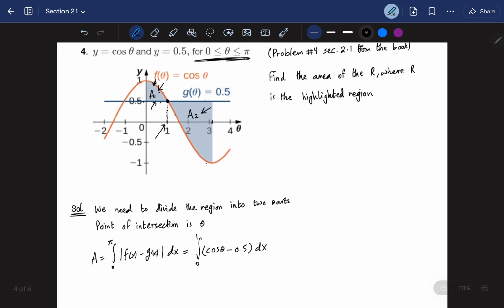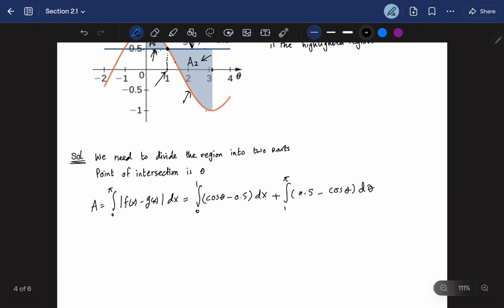By practice, it will come naturally which function you want to choose. You don't have to use the definition of an absolute value all the time. If it's obvious from the graph, you can just use the functions from there. So here it's obvious, since upper minus lower is just cosine minus 1/2. That would be my first integral, plus I'm integrating from 1 to pi, upper minus lower, so that's 0.5 minus cosine of theta d theta.